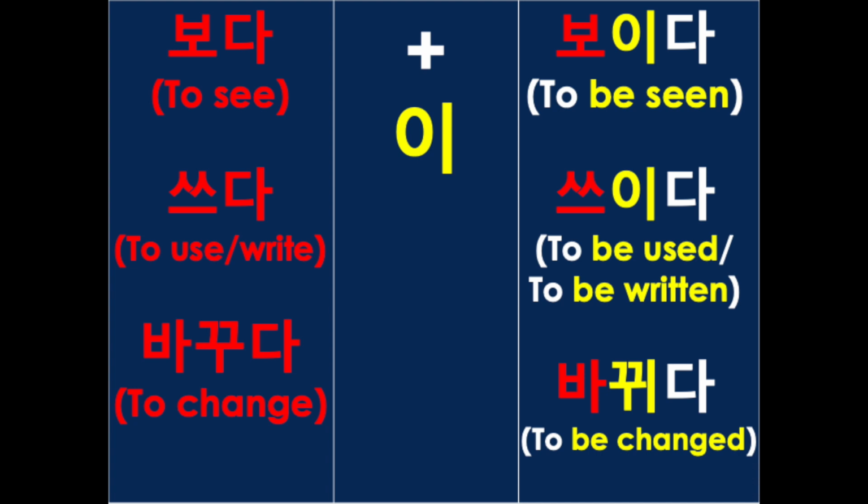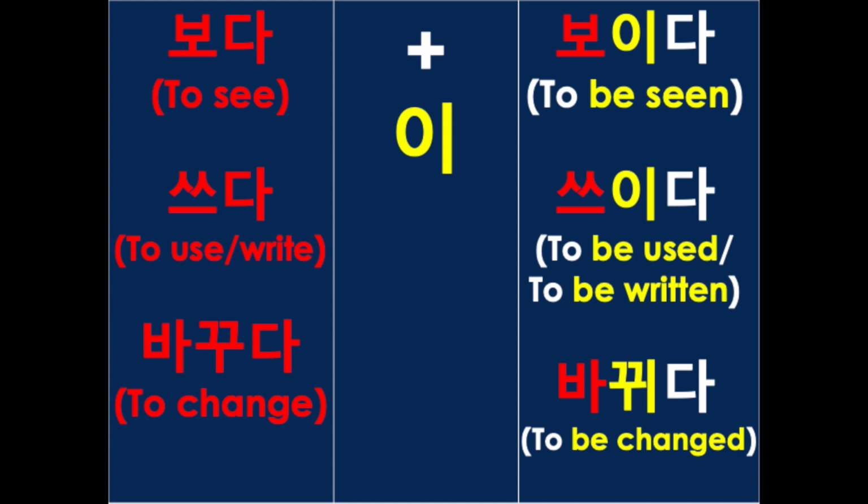보다 is an active voice form, and if it is conjugated with the passive voice suffix 이, it becomes 보이다, which means to be seen, and it is the passive voice form. The other two verbs work in the same way. 쓰다 becomes 쓰이다.